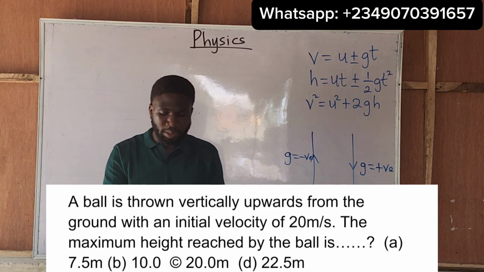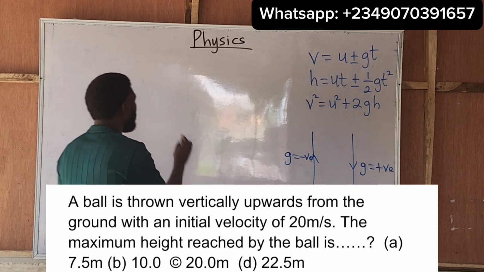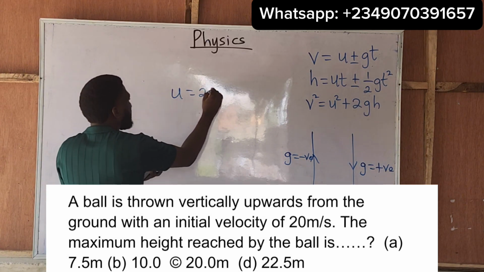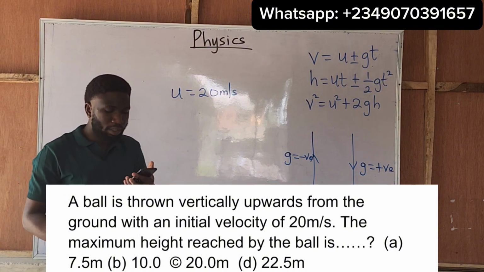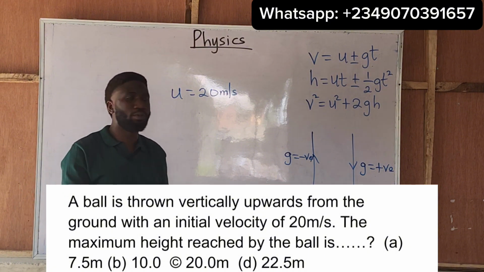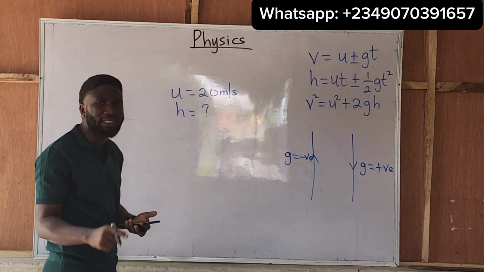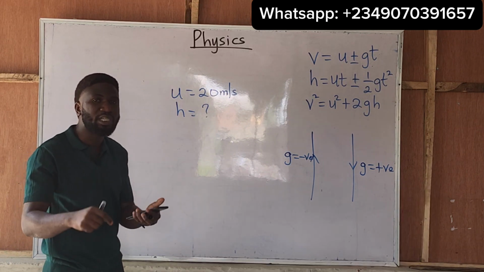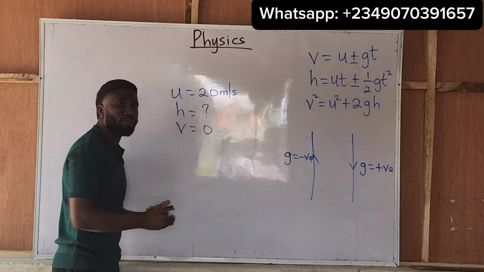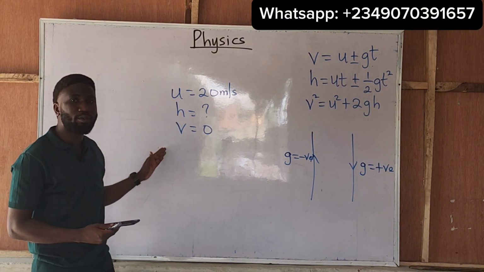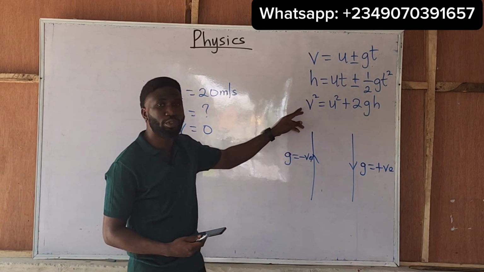A ball is thrown vertically upwards from the ground with an initial velocity, which is U. So U is 20 meters per second. The maximum height reached by the ball is the H, and I said that at maximum height, the final velocity, which is V, is always 0. So V here is 0. Now that we have these parameters, which of the formulas are we using? We are going to be using the third one.